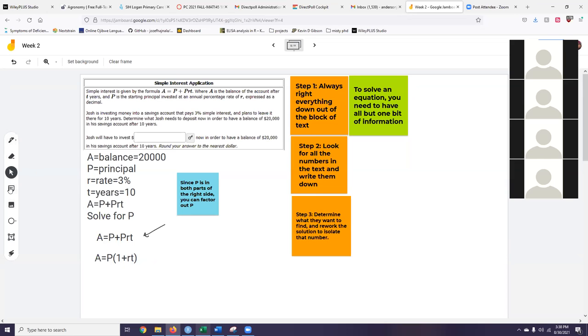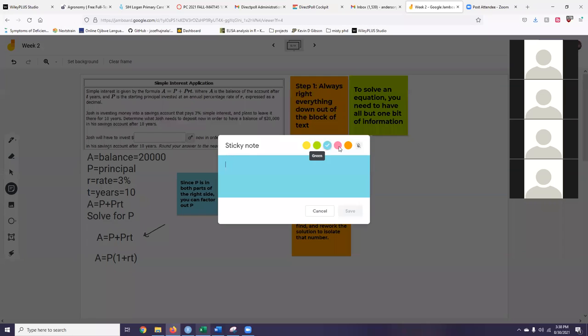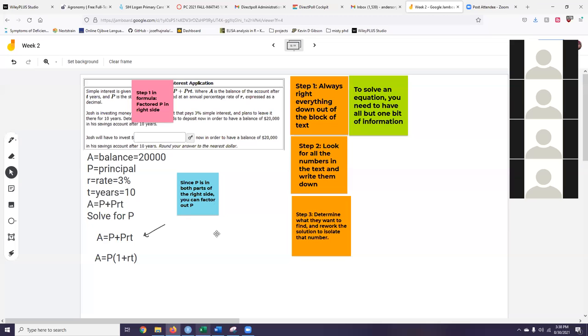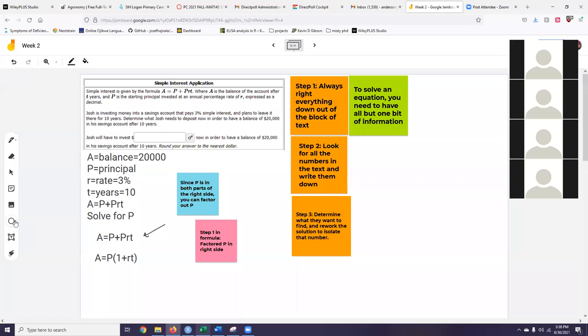So for this one specific, I factored P in right side. That was the first step. I just realized I could do arrows. Then I want to divide both sides by that one plus RT.